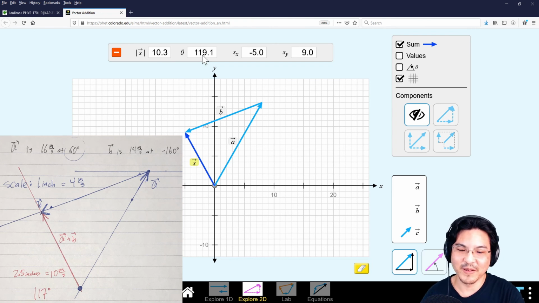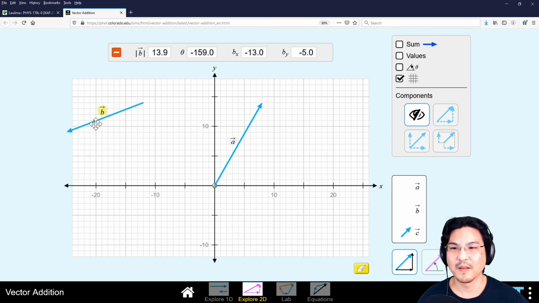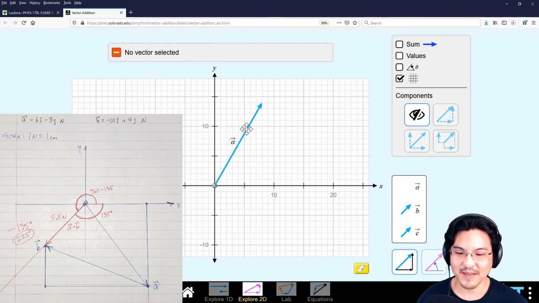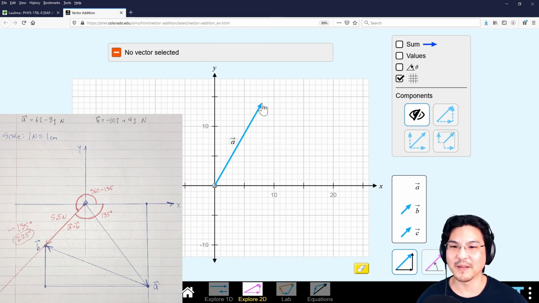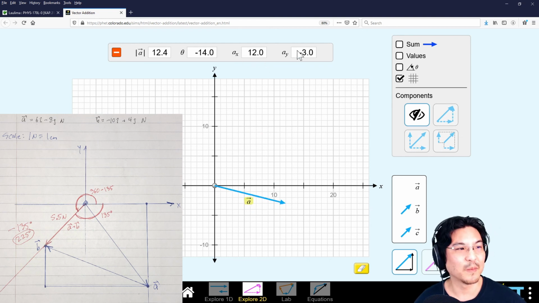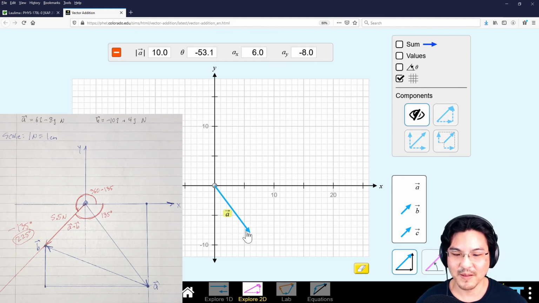Okay, let's try the other example. So let's put this back. Okay, vector A is 6i minus 8j. 6, and now I'm looking at the components here, 6 and minus 8. So right there. Vector B, minus 10 plus 4.